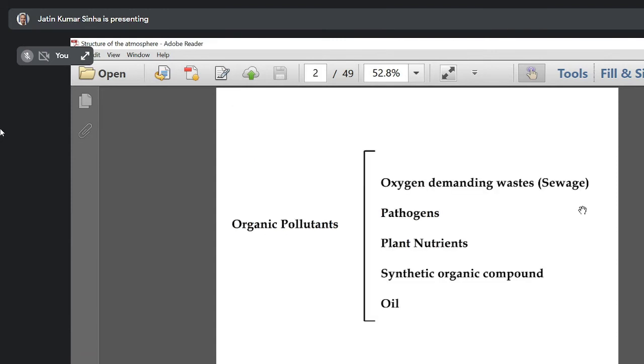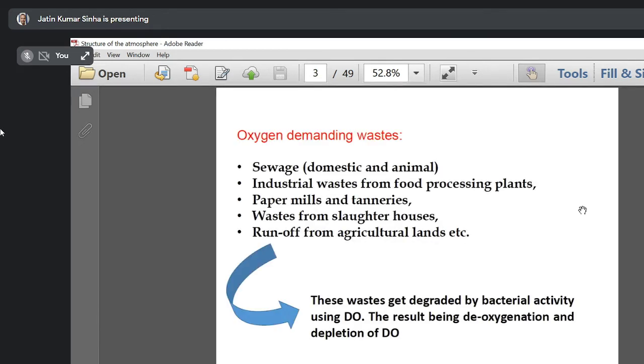In the organic pollutants category, we have oxygen demanding waste, which is basically sewage. Then we have pathogens, then plant nutrients, then synthetic organic compounds, which basically come from industrial activities. Then oil spill. The oil spill is a very rare event, but it happens many times too. In the case of oxygen demanding waste, sewage is the main contributor to these organic pollutants.